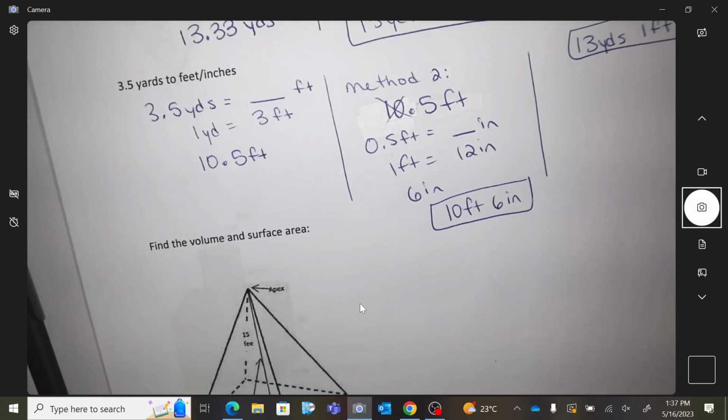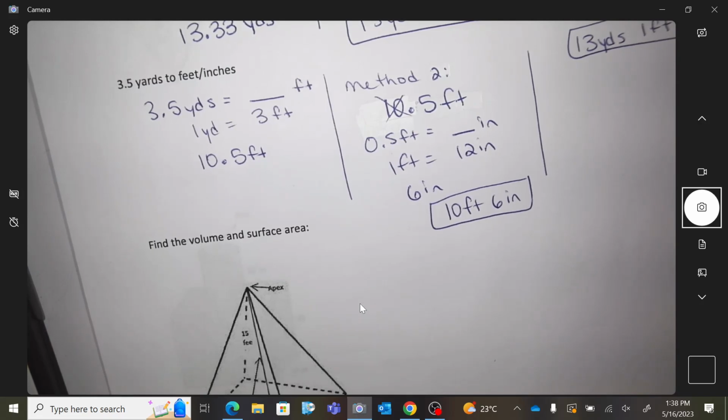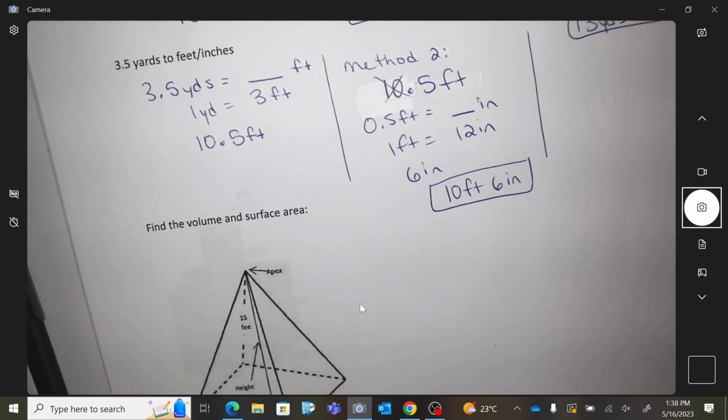Okay, what's a quarter of a foot? 3 inches. Right? Because there's 12, so a quarter of the way is 3. A third of the way is 4.